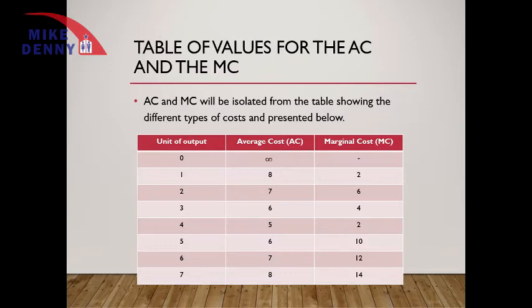When you have 2 units produced, marginal cost is 6. 3 units produced, marginal cost is 4. When 4 units are produced, marginal cost is 2. 5 units produced, marginal cost is 10. When 6 units are produced, marginal cost is 12. And when 7 units are produced, marginal cost is 14.